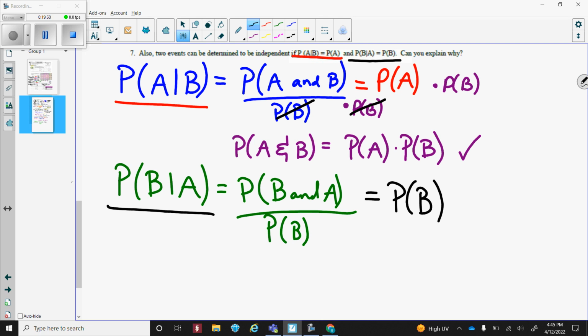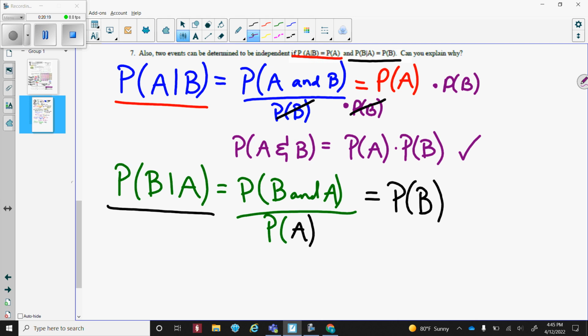Oh, and if you caught me, congratulations. This denominator here is not supposed to be the probability of B. I was going on autopilot a little bit. This is supposed to be the probability of A in the denominator. So just make sure that when you have something given something, that second one is what goes on the bottom. Just testing you.